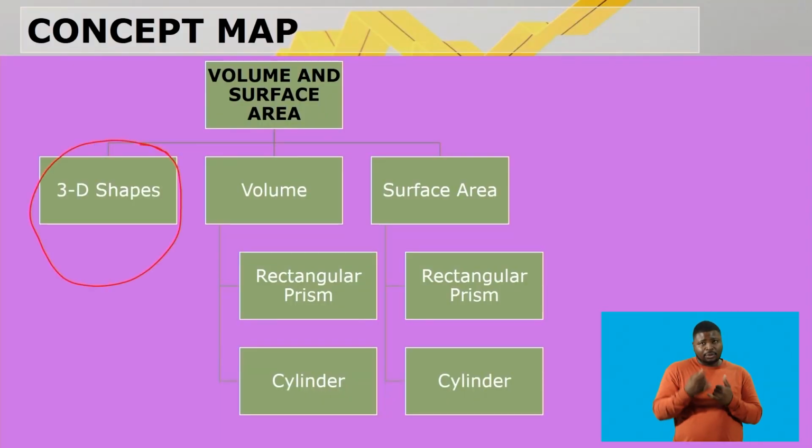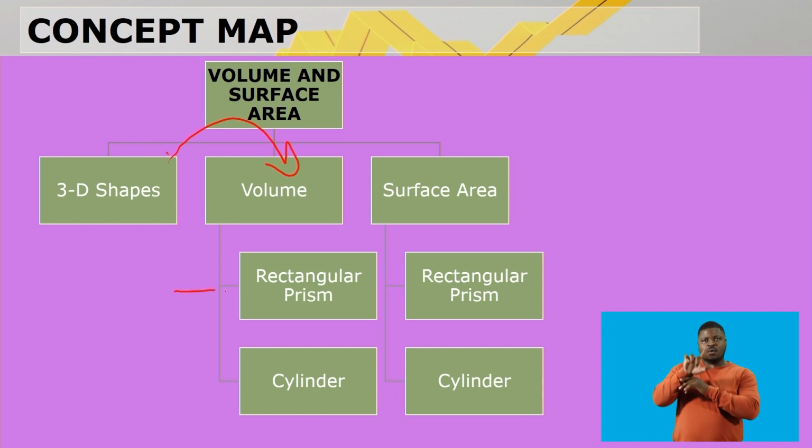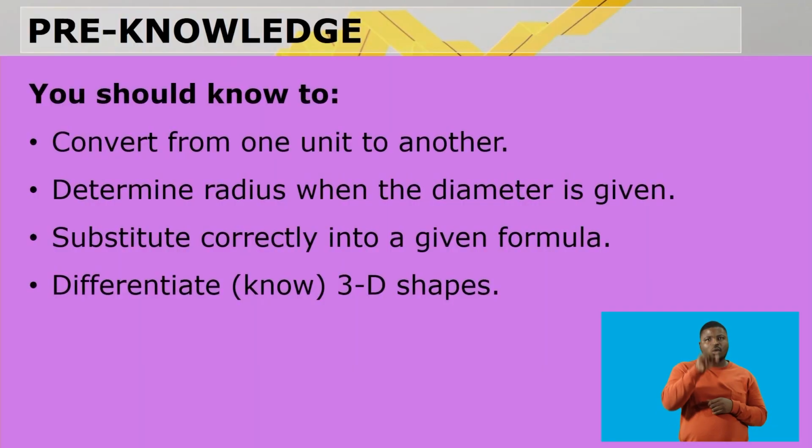The plan for today is first we are going to look at the different 3D shapes, and then we're off to volume. With volume, we are going to focus on the rectangular prism and the cylinder. After that, we will go to surface area and then look at the two shapes again, but now it's surface area. The pre-knowledge: you should know how to convert from one unit to another, determine the radius when the diameter is given, substitute correctly into a given formula, and know the 3D shapes. You need to be able to differentiate between the 3D shapes.